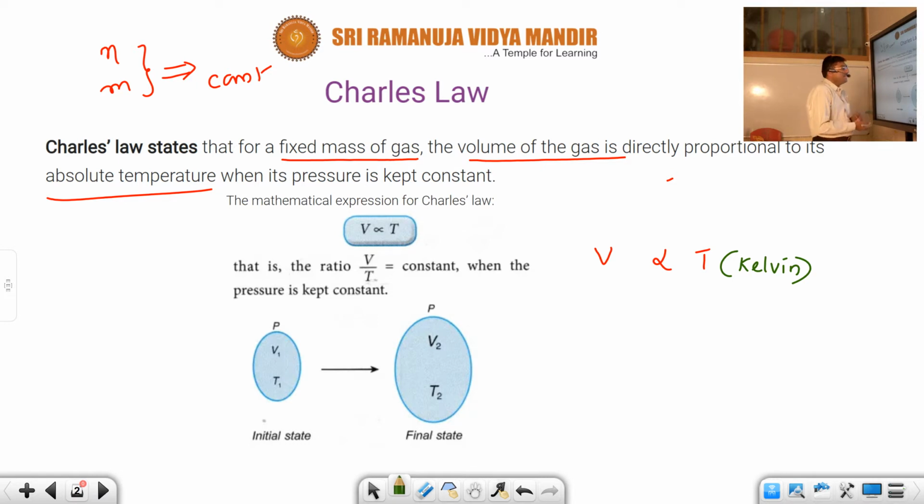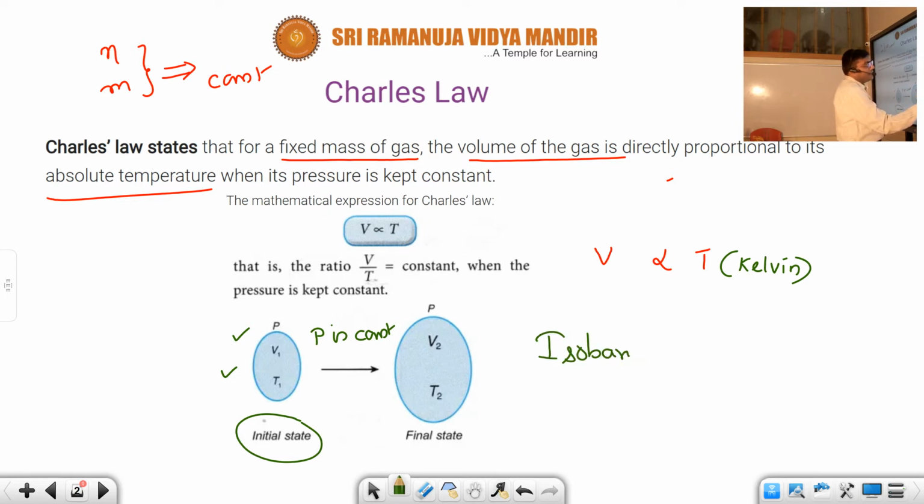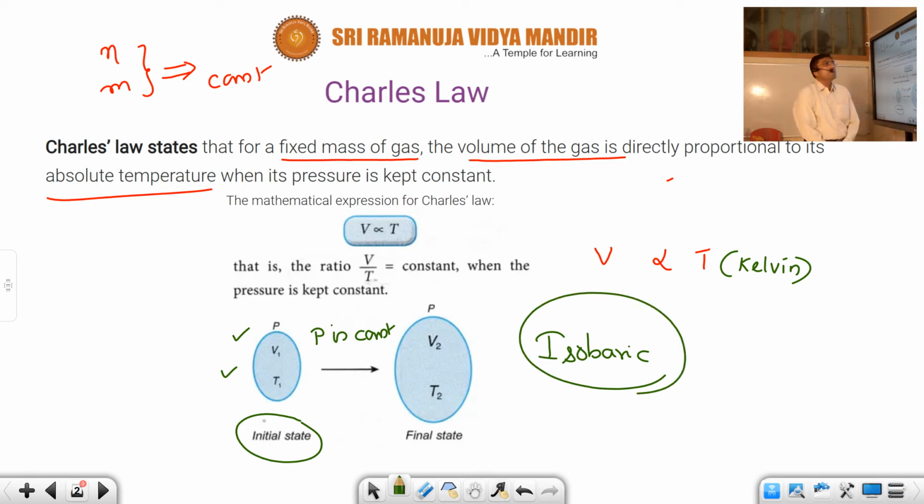Well, you can take here the initial state where there is a volume V1 and a temperature T1. At a temperature T1, that particular system is having volume V1. Here the pressure is constant. When pressure is constant, this condition is called an isobaric process. So Charles' law is all about the isobaric process and Boyle's law is all about the isothermal process.